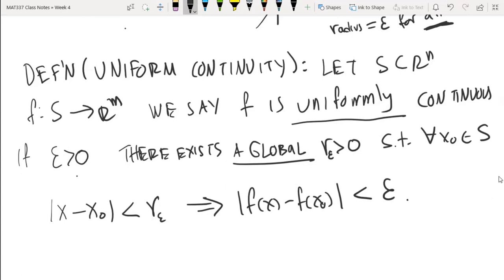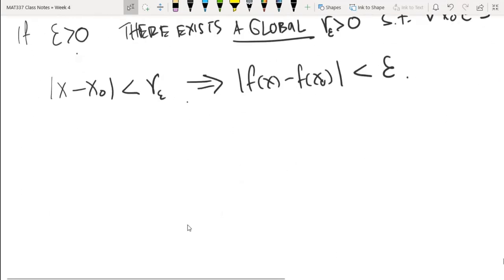The question is, should we be showing the reverse engineering steps? No, you don't have to. Yeah, we're motivating uniform continuity. But this definition is very hard to work with. So here's an equivalent one.